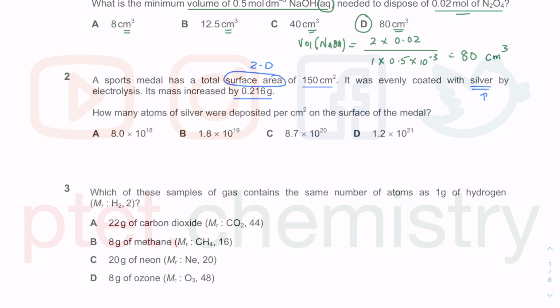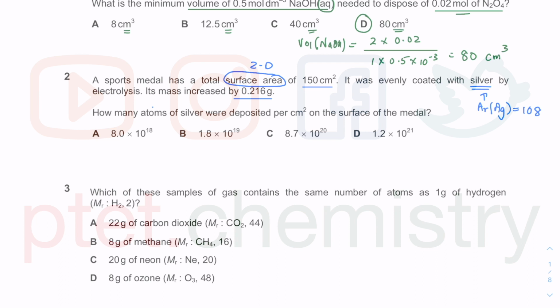Silver from the periodic table. Let me just fire up my periodic table. So silver from your periodic table, the symbol is Ag, element number 47. The Ar of silver, the relative atomic mass of silver from your periodic table, is 108.